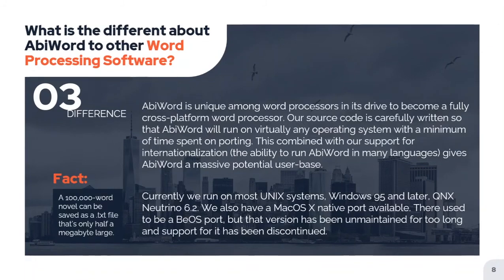So what makes AbiWord different? AbiWord is different among the word processors because of its cross-platform capability, meaning AbiWord can run on Unix systems, QNX Neutrino 6.2, Mac OS X native port, and Windows operating systems. There used to be a BeOS port, but that version has been unmaintained for too long and support for it has been discontinued. This, combined with our support for internationalization, gives AbiWord a massive potential user base.